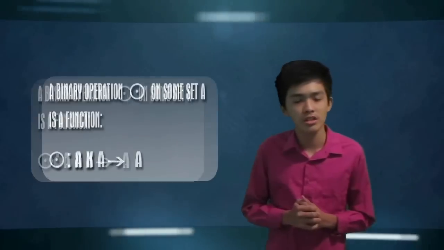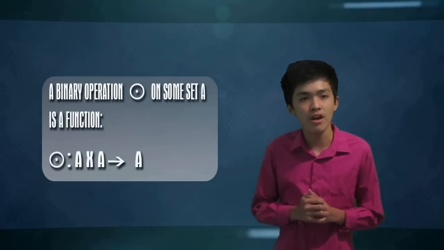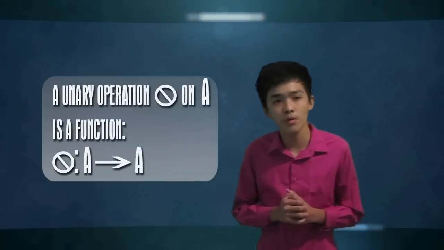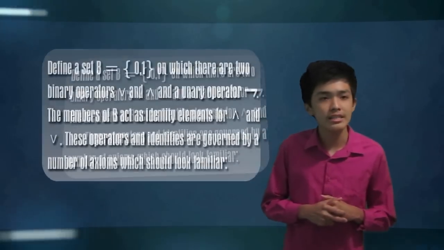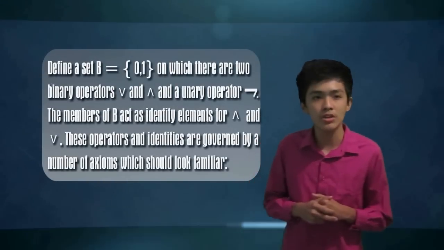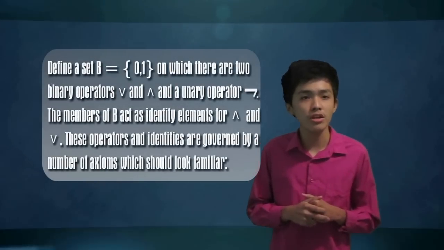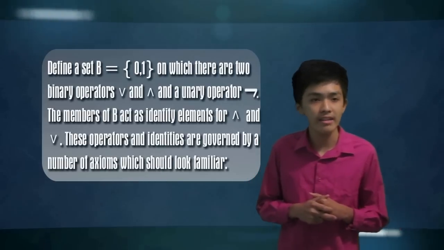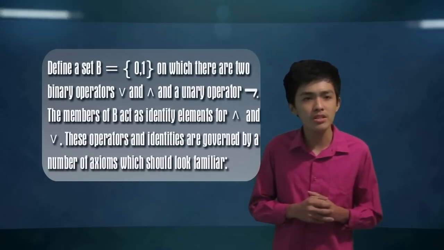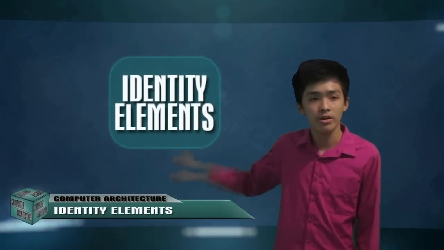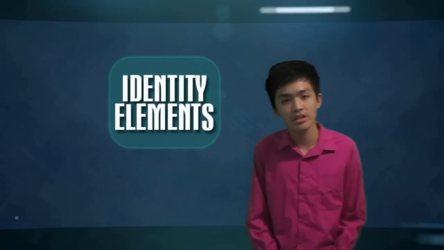A binary operation on some set A is a function A × A → A, while a unary operation on A is a function A → A. Define a set B equal to {0, 1}, on which there are two binary operators, and and or, and a unary operator, not. The members of B act as identity elements for and and or. These operators and identities are governed by a number of axioms which should look familiar.